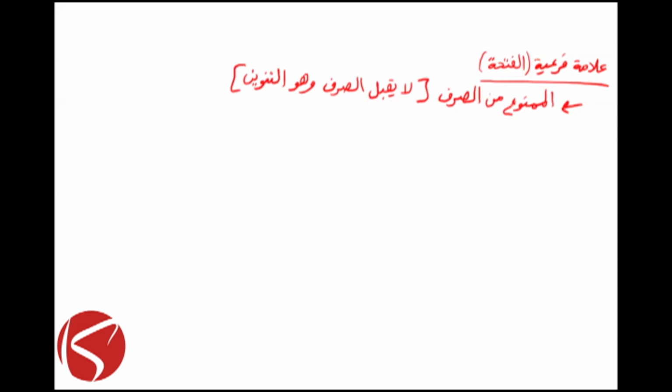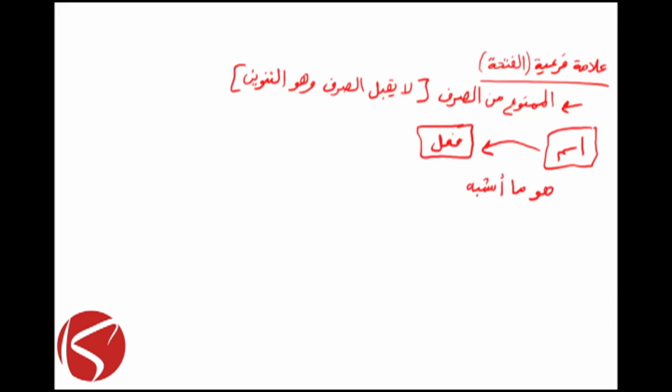In other words, when an ism resembles a fi'l. That's why the scholars say huwa ma ashbaha al-fi'la. It is what resembles a verb, and it resembles it في علتين فرعيتين.